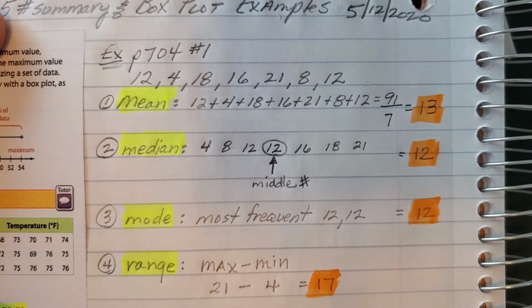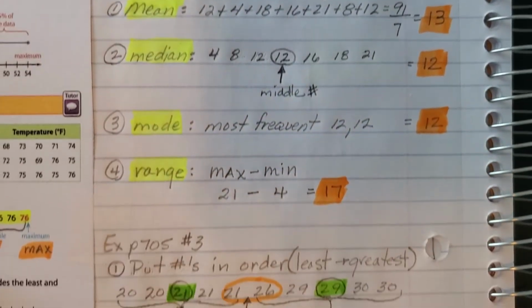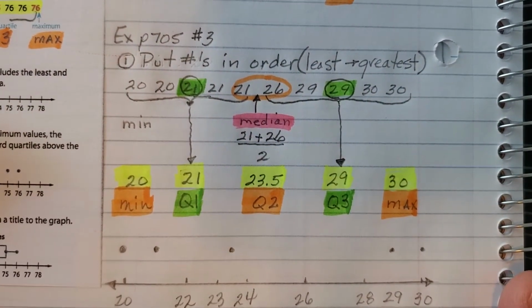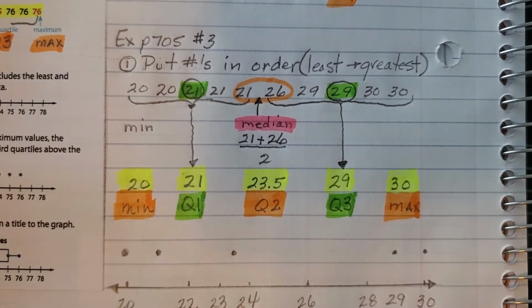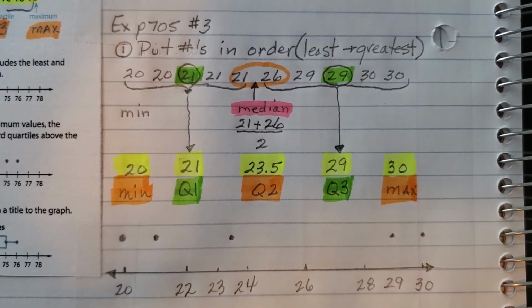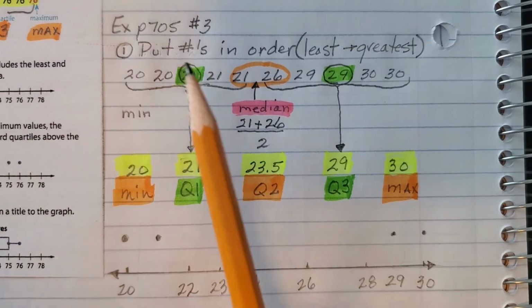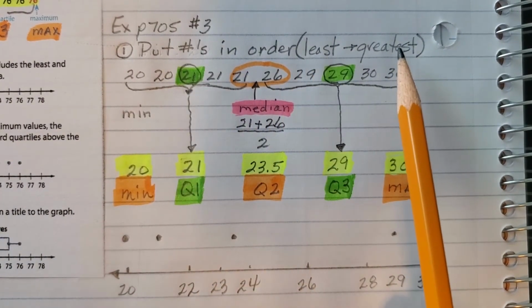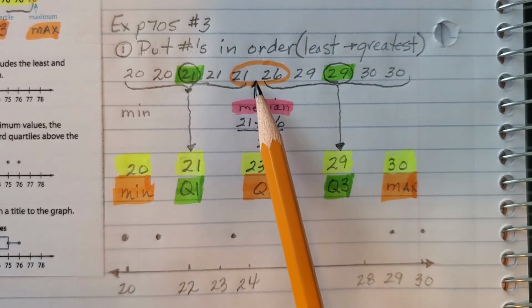That's your range. Now, example page 705, number 3. I want to do that one so you can do a box and whiskers, and I actually have it ready to go, and then I'm going to draw it. I'm going to show you how to draw it. First thing you need to do is put the numbers in order, least to greatest. That's step 1. Then you find the median.